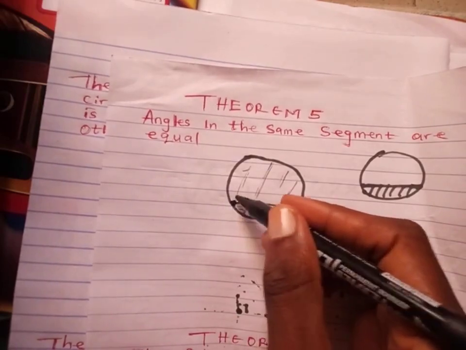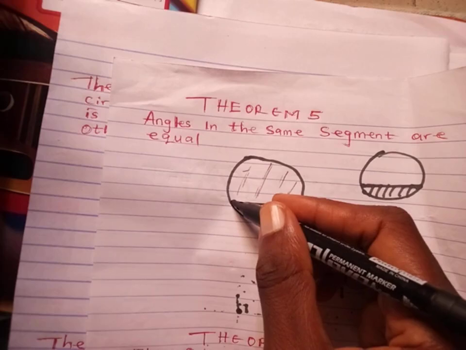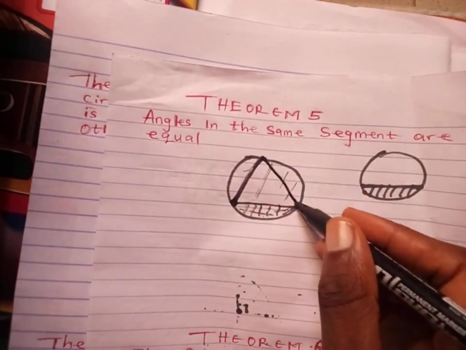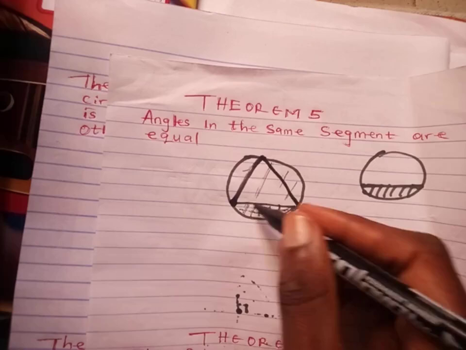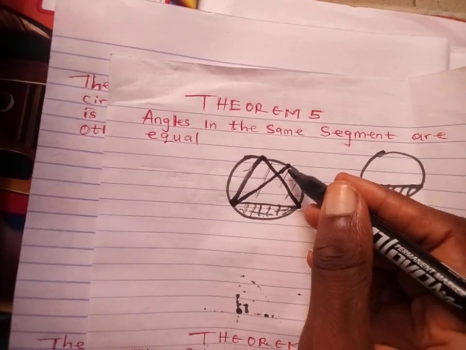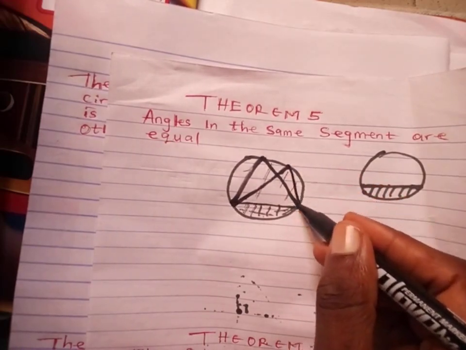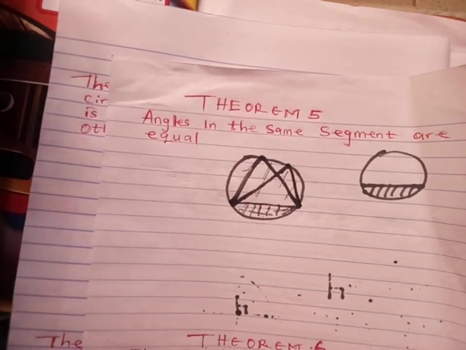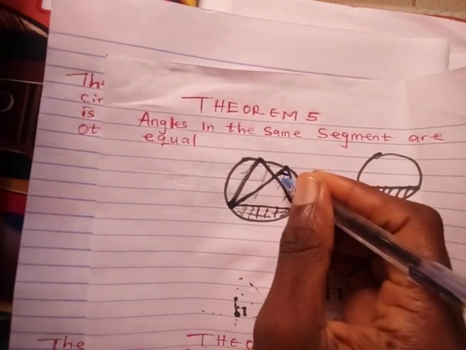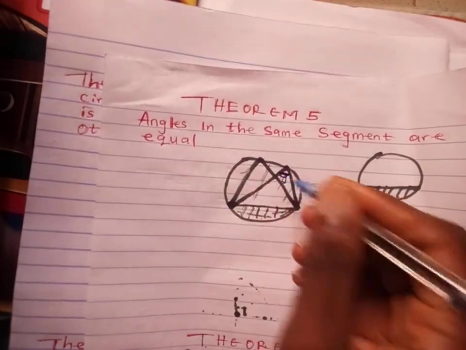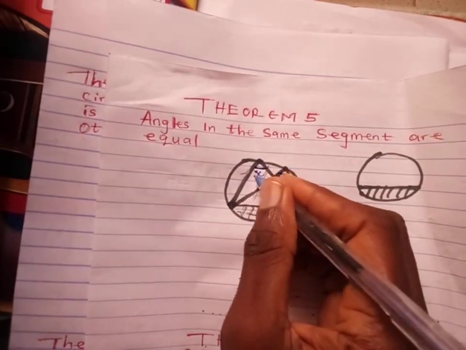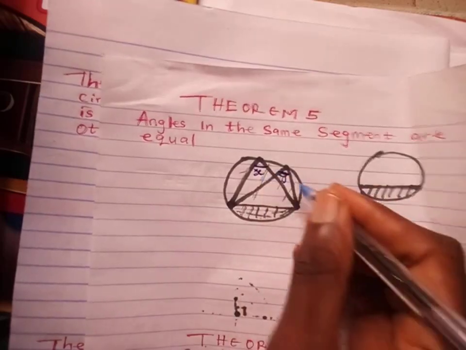Now if we have angles forming in the major segment, which is the same segment, take for instance I form an angle here at any point on the circumference. Then let me also form another angle here. Now an angle is formed at this very point. Let's call the angle that is formed here y. And the angle that is formed here, let's call it x.